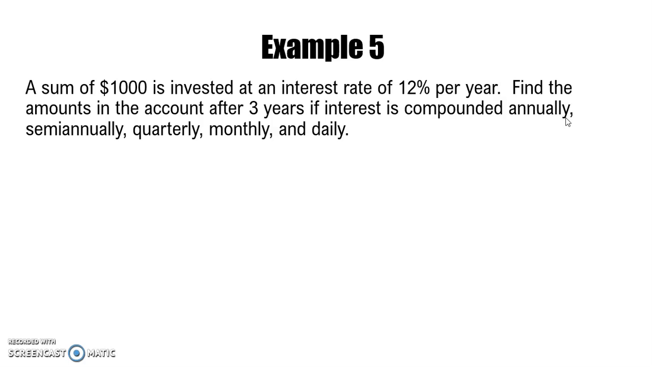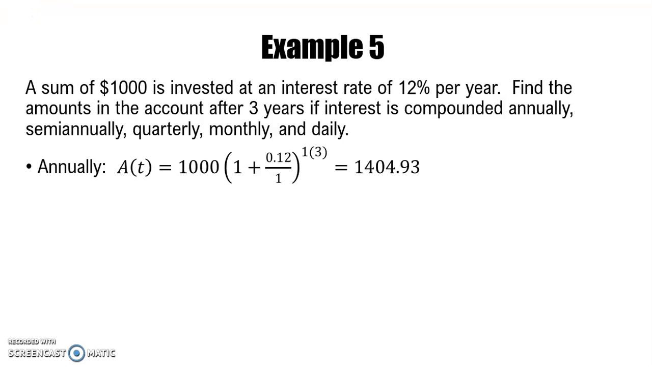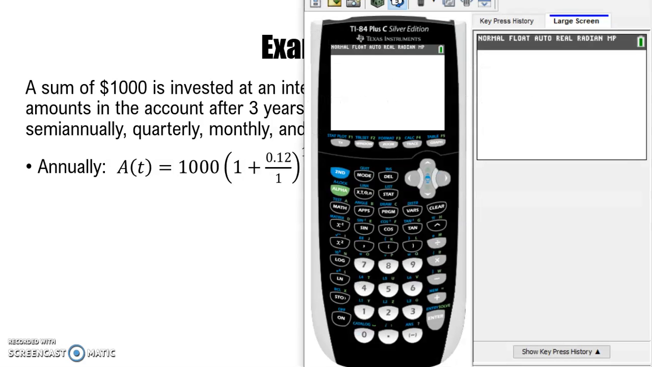So let me show you my calculations and my final answer. So I did 1,000 times (1 plus 0.12 over 1) to the 1 times 3. Now, I do highly recommend doing a few of these easier calculations before typing it into a calculator. Like 1 times 3 is just 3, so make the exponent 3. 0.12 divided by 1 is just 0.12. So if you can do the calculations, I would definitely do them because a lot of times people make mistakes when they type them in. So I got 1,404.93.